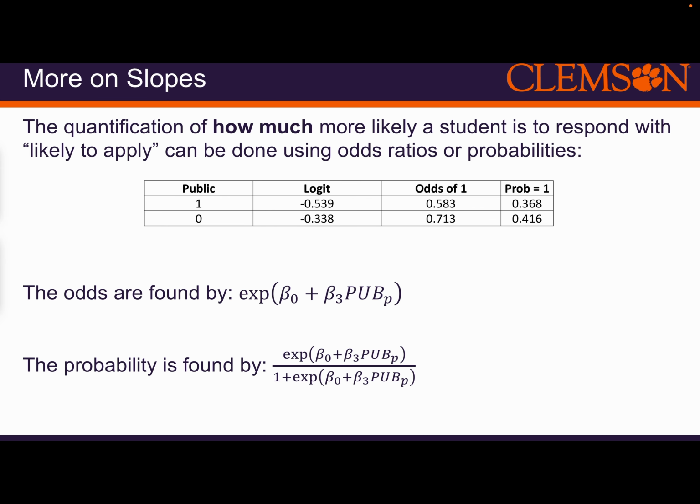Now we can talk a little bit more about the quantification of how much more likely a student is to respond with likely to apply. This can be done with, again, odds ratios or probabilities. We can form the logits for each. We can take their odds, or we can take their probabilities.